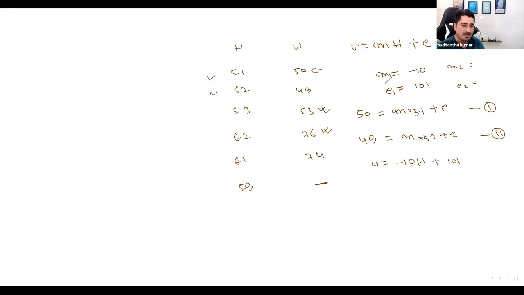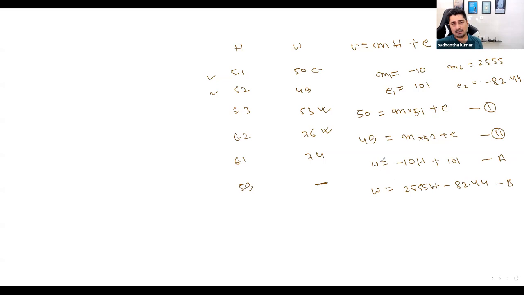M2 is equal to 25.55, and E2 is equal to minus 82. So M2, E2, we are able to find out: 25.55 and minus 82.44. Fine, let's suppose this is equation number A that we have formed. Now the second equation: the value of M2 is equal to 25.55 H minus 82.44, right? Equation number B.